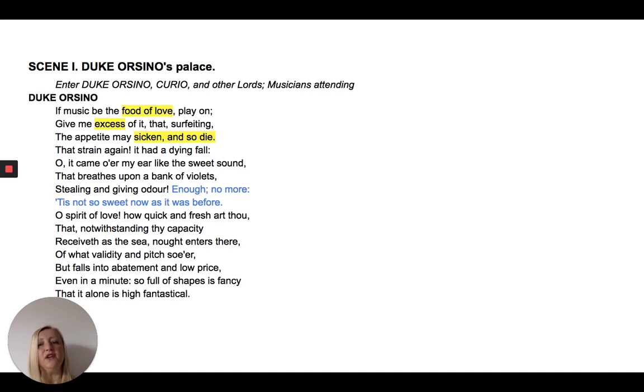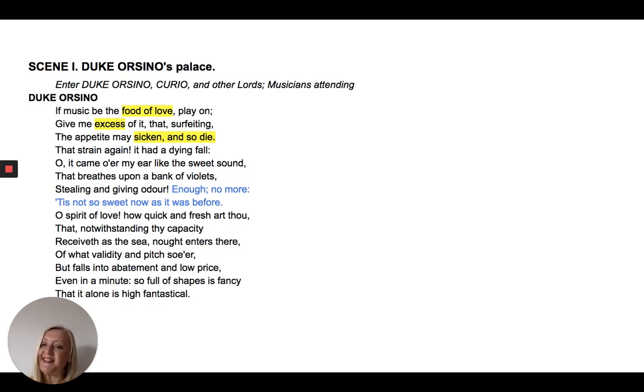O spirit of love, how quick and fresh art thou, that, notwithstanding thy capacity, receiveth as the sea. Naught enters there, of what validity and pitch soe'er, but falls into abatement and low price, even in a minute, so full of shapes is fancy, that it alone is high fantastical."